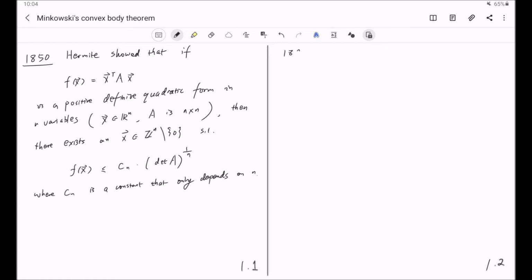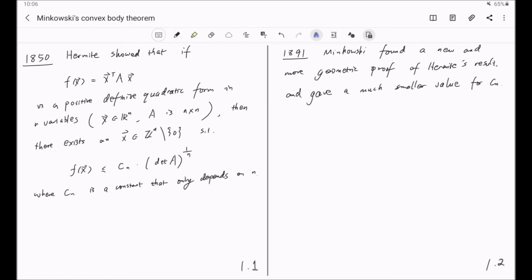In the year 1891, the story of our hero began. Minkowski found a new and more geometric proof of Hermite's result. And moreover, in his proof, he actually gave a much smaller c sub n, especially when n is large. And this is only the end of a beginning.